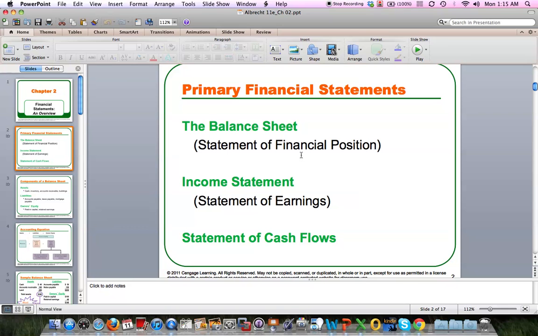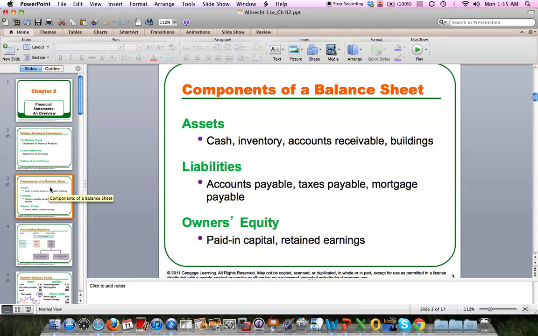Okay, so I'm starting on Chapter 2, page 25 of your book. So the balance sheet is made up of assets, liabilities, and equity. Assets are things that you own that you use to help your business earn revenue: cash, inventories, receivables, buildings. Liabilities are amounts that you owe outside third parties. So accounts payable, a bank loan payable, taxes payable, any bills you have that are payable. Then finally, owner's equity is made up of both retained earnings and paid-in capital. I'm going to go into more detail about what every one of those means in the near future.